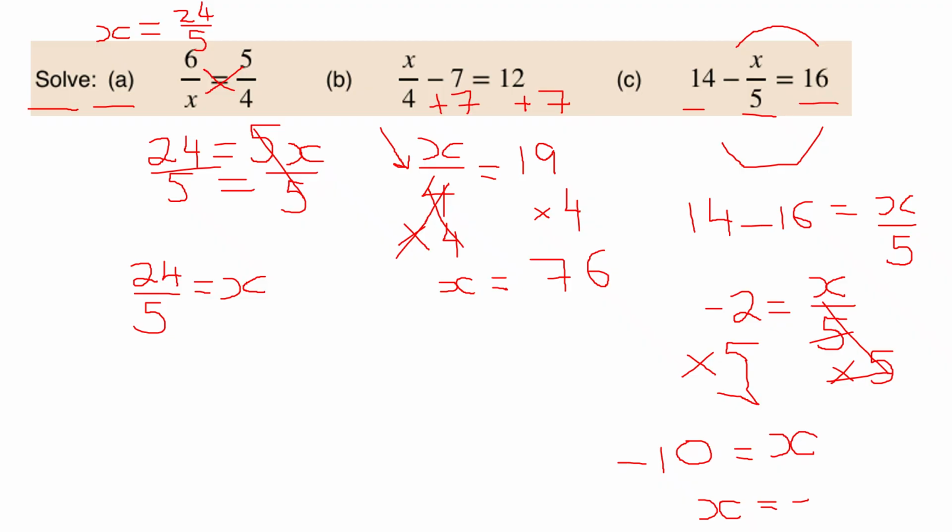So remember, when you have a fraction, to get rid of it, you multiply by the denominator. And when you have two fractions that are equal to each other, you cross multiply to get rid of the fraction on both sides.